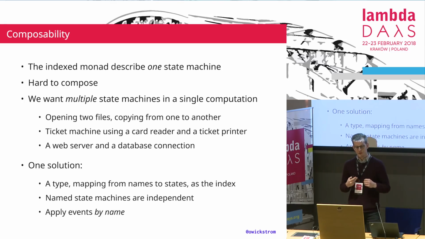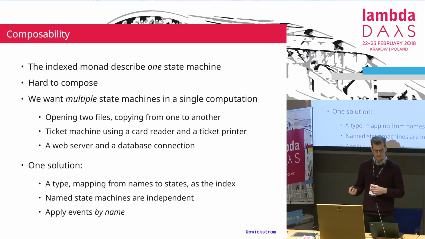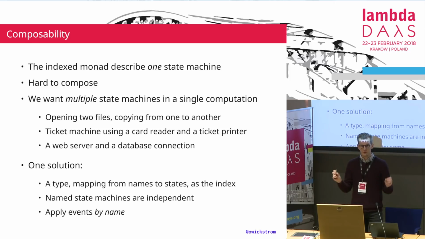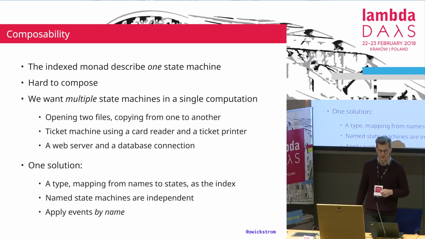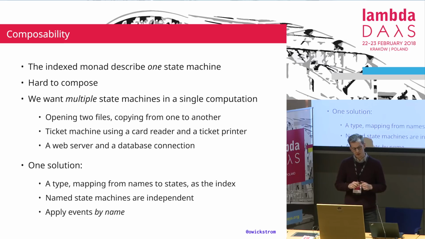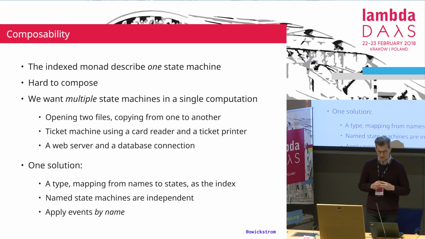The indexed monad can describe one state machine at a time, like one resource or one state. This makes it hard to compose because we possibly want to have multiple state machines in a single computation, like opening two files, being two state machines, and copying stuff from one to another, or a ticket vending machine, or whatever, having a printer and a card reader, and so on. So one solution here is to have a type as the index which maps a name to a state, or maps multiple names to multiple states. So we can represent many state machines going on at the same time. And then those are independent, and we apply events by name.